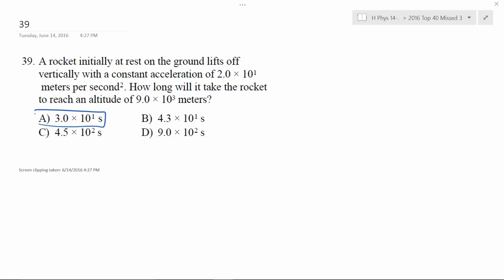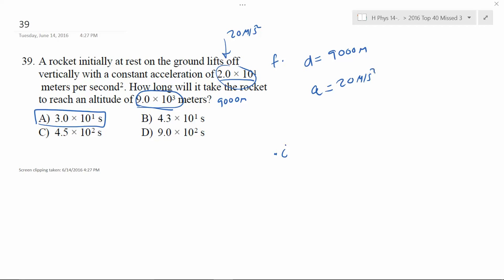39. A. Again, draw the big picture. Rocket. You go from an initial position upwards to a final position. Students will automatically do worse on this on average, not individual students, because they've given it to you in scientific notation. Just go ahead and make that 20 meters per second squared for the acceleration and make that 9,000 meters for the d. So we now know that you've gone a displacement or a distance of 9,000 meters. You had an acceleration of 20 meters per second squared. The fact that it's at rest is code word for initial velocity is 0 meters per second.